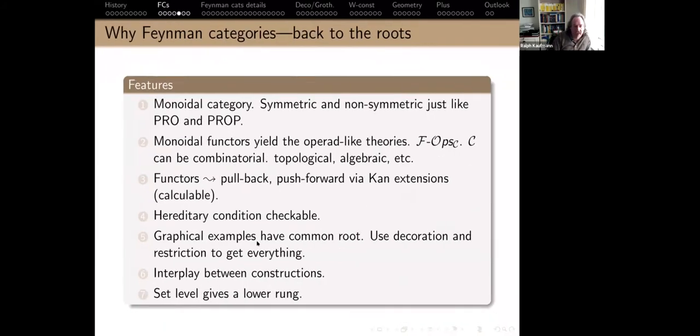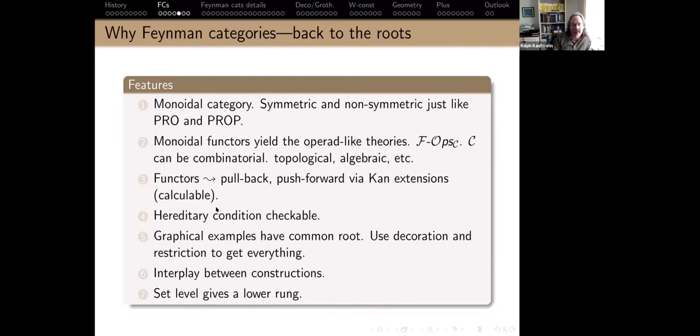So why Feynman categories, why do I still like them? The point is they're just monoidal categories. So they're fairly simple to write down. That gives you symmetric and non-symmetric, exactly like PROs and PROPs. The monoidal functors just give you all types of operad-like theories. And they do give you the zoo, but because you're looking just at functors and just at monoidal functors, what you can do is pull back and push forward and just have Kan extensions.